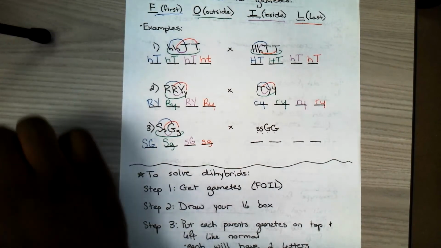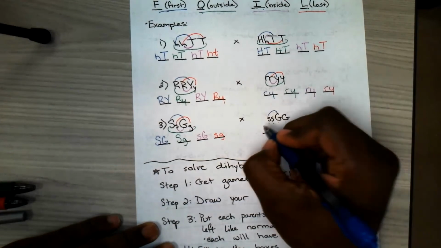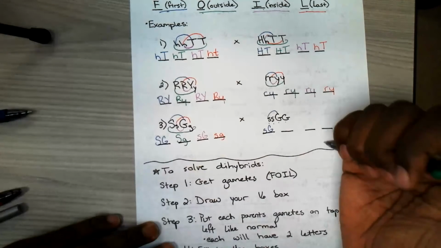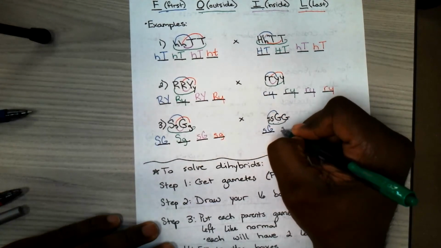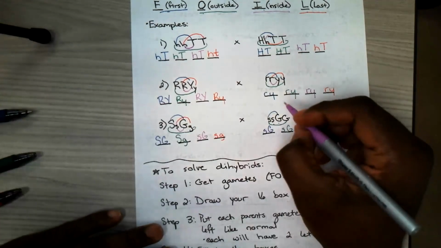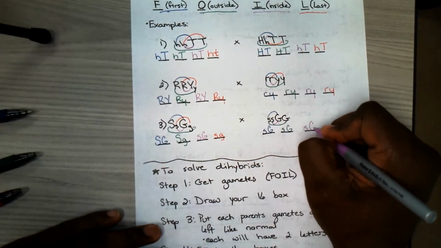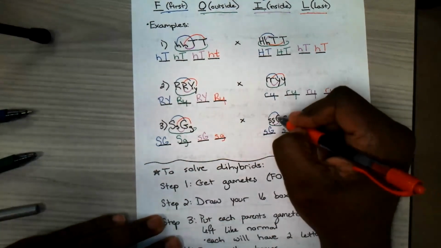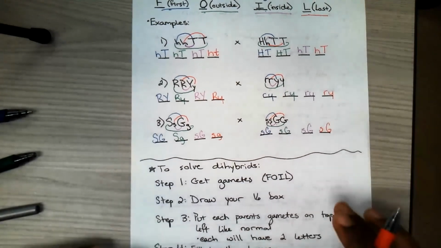Let's do this last one. Starting off with our first, little s, big G. Going to our outside, little s, big G. Going to our inside, little s, big G. And going to our last, little s, big G. Okay?